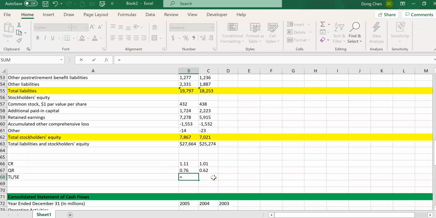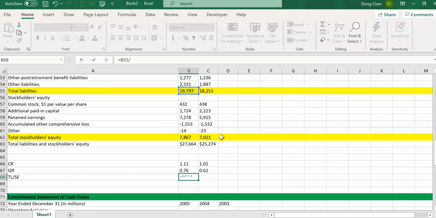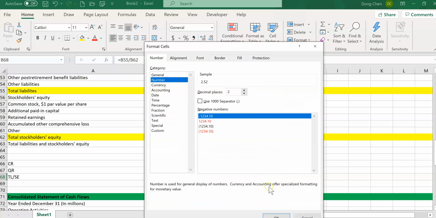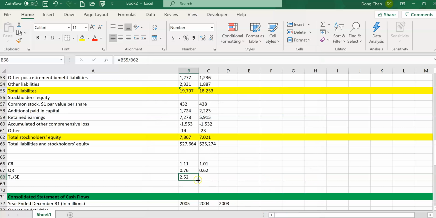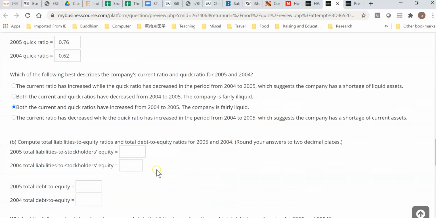So it's total liabilities divided by total stockholders' equity. Again, format the cells to keep two decimal places, and then drag the cell to the other year to calculate the same ratio for the other year. So then go back to the problem.